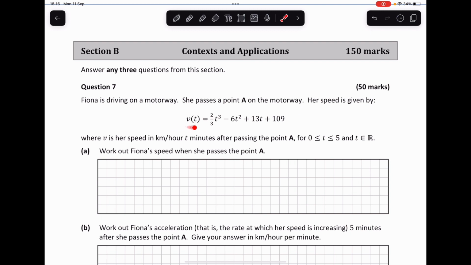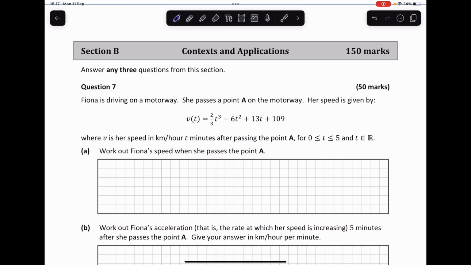Her speed is given by this equation, where V is her speed in kilometers an hour and T is in minutes. The two units here, you just need to be aware of that and try not to get caught up on that fact. And it's T minutes after passing A, where T is between 0 and 5. Work out Fiona's speed when she passes the point A.